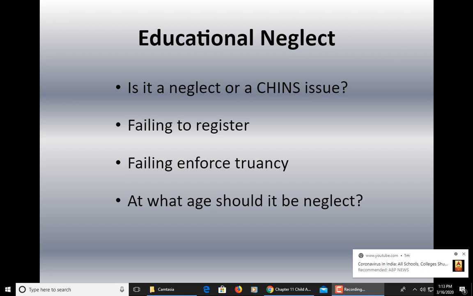Educational neglect. I'm going to talk about CHINS in a second here, but let's just look at some of the basics of educational neglect. Failing to register a child. Failing to enforce truancy. Failure to help a kid with their homework.